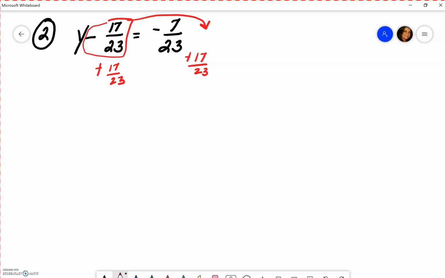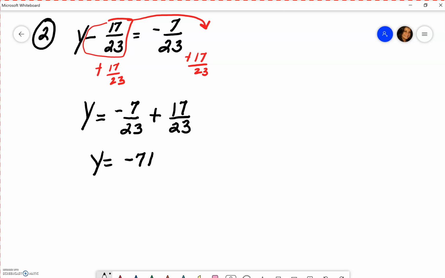So if I rewrite this, it would be y equals, now we're going to just rewrite what we didn't use, which is the negative 7 over 23. And then moving that fraction over, it becomes a positive 17 over 23 on that side. Now, luckily, you can see we have like fractions, so there's not a whole lot of work. We can just go ahead and rewrite it. We don't have to worry about lowest common denominator. So if I rewrite it as one fraction, it's going to be negative 7 plus 17 over 23.